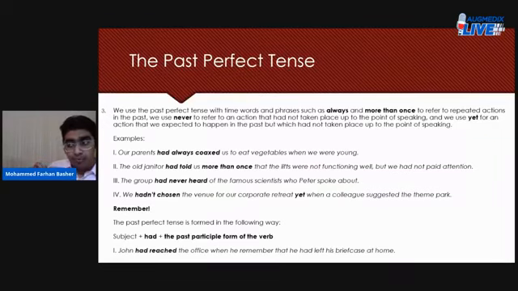So yes, by the use of the word never, you want to mean that that very thing had not taken place until the point of speaking, until the mention of it.